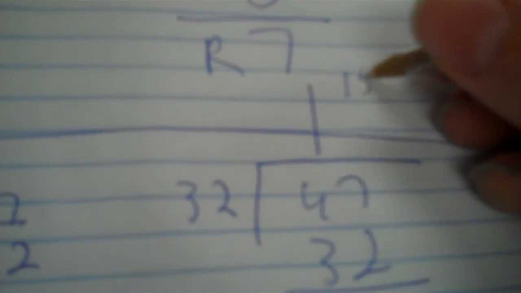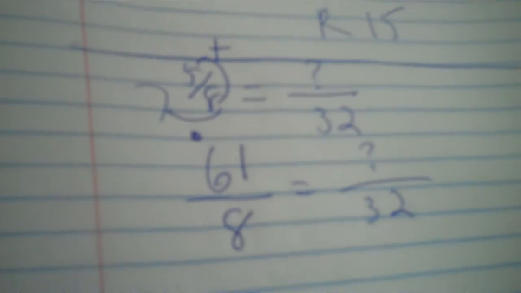Next one, 47 over 32. Think about it, 32 goes in once, it wouldn't go in a second time. So 1 and 15/32, okay?